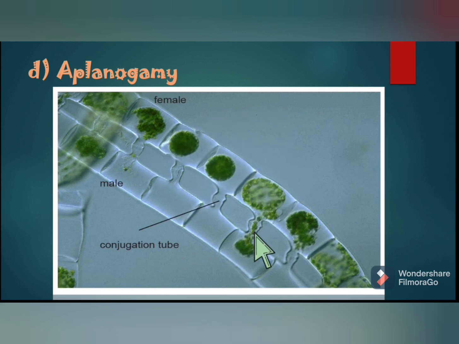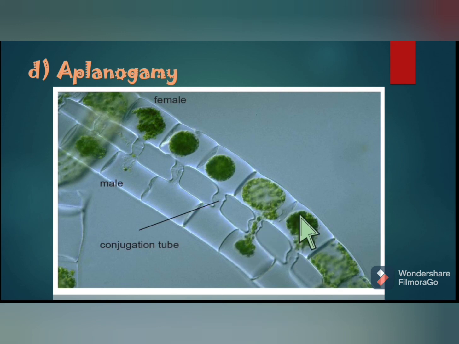Here, what happens? The amoeboid gametes, also known as planogametes, will fuse to each other. As you can see, this is the female and this is the male. They will just fuse with each other through this tube. There will be a tube formation known as a conjugation tube, allowing the amoeboid movement of these two gametes. They will come in contact with each other, they will fuse, and zygospores are formed.